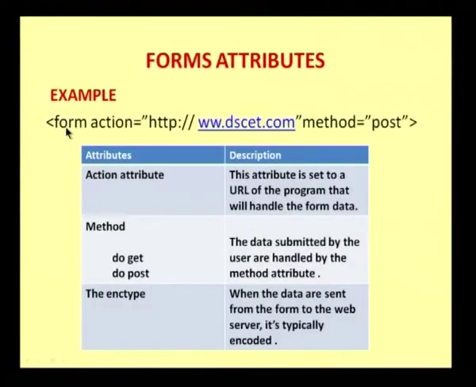See, this form is a tag and action is an attribute. I want to submit my details to this particular website, so I have given the path there, and next I have given post. What is the difference between post and get? Get is a method which will get the information within a limited amount, that is, the user can enter only a limited amount of characters within the get method, whereas in the post method there is no limitation, we can enter more information.